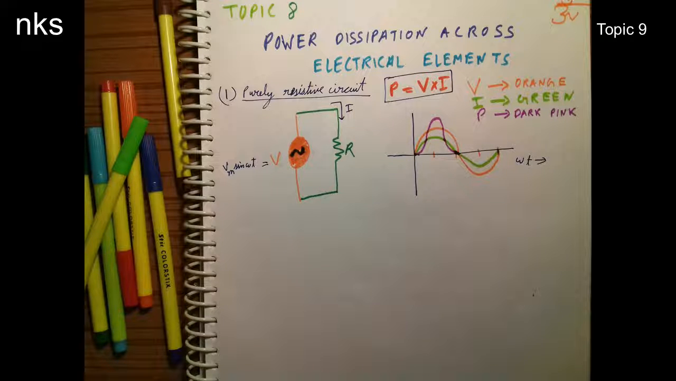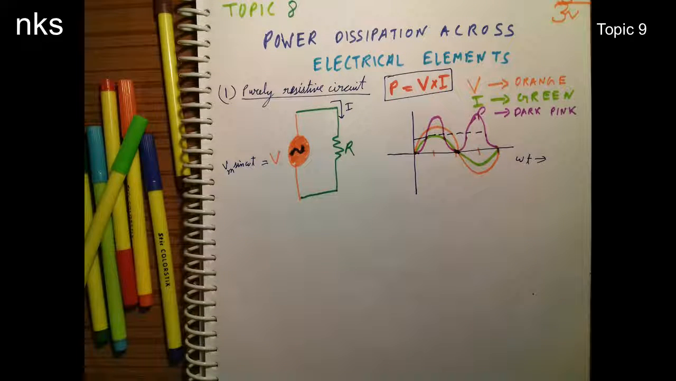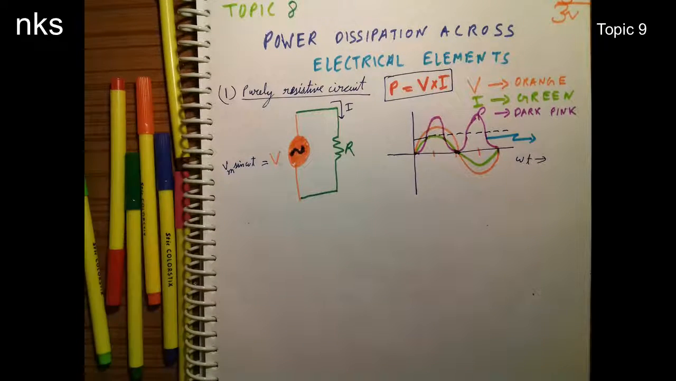For the next half cycle, V and I are negative. So V into I is positive. Therefore the power waveform will be as shown on the screen. Now note that the frequency of this power waveform is 2f, where f is the frequency of the voltage source, that is Vm sin omega t.